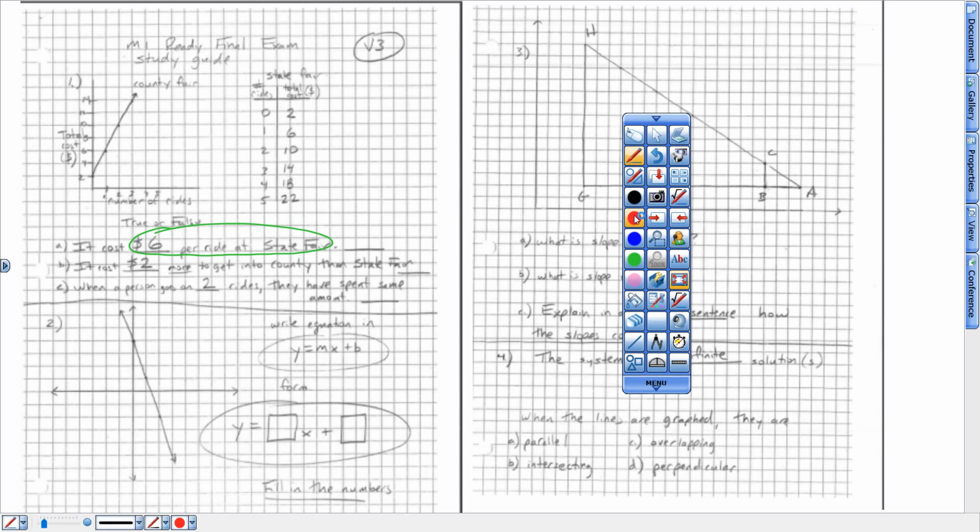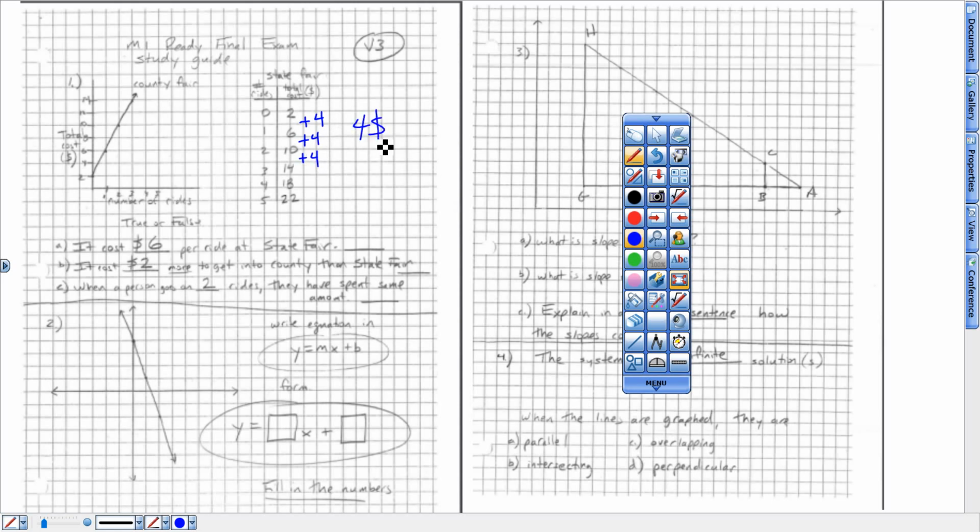table showing the state fair shows that because you have this 1 and 6. But don't be fooled. It's not $6 per ride. Don't be fooled by that. To find the cost per ride for the state fair, I look at the change in these numbers right here. The change in those numbers gives me the cost per ride.